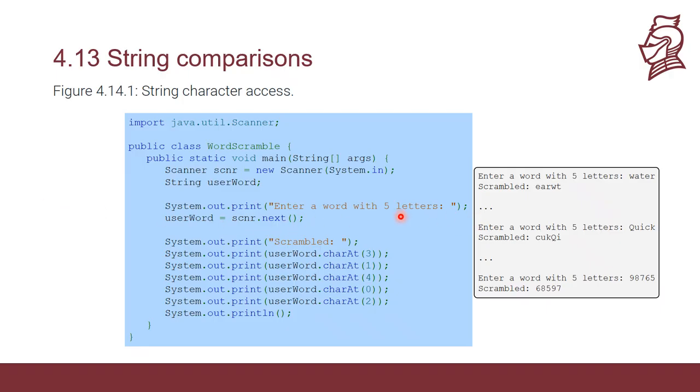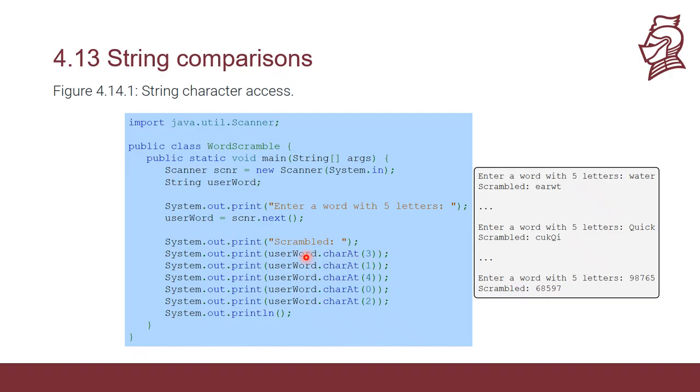Enter a word with 5 letters, scnr.next to get that word, right? And then we're going to print scrambled, and it's going to print out the letters of the word, but not in the correct order. It's going to print the character at index 3 first. So index 3 is the 4th character. Well, it's the 4th character because you started counting at 0. So you just have to keep that in mind. But it's going to print out all the letters.